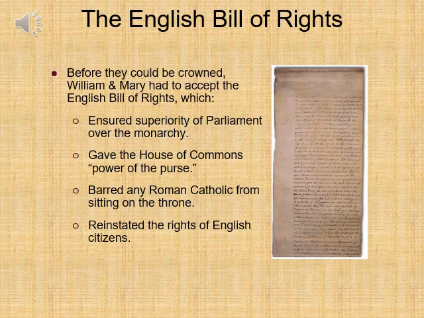Before William and Mary could be crowned King and Queen of England, they had to accept the English Bill of Rights. Among other things, it ensured the superiority of Parliament over the monarchy, gave the House of Commons the power of the purse, or the financial power in Parliament, barred any Roman Catholic individual from sitting on the throne, and reinstated the rights of English citizens.